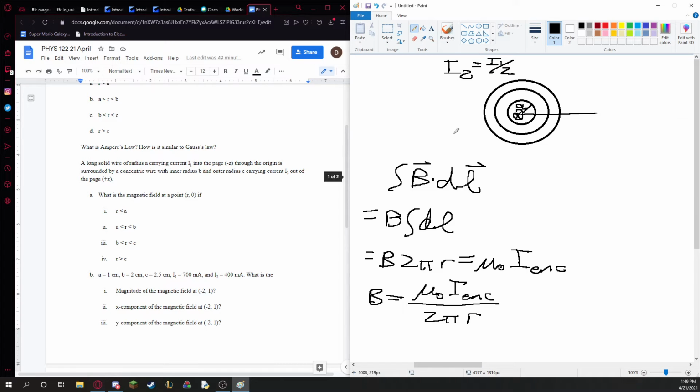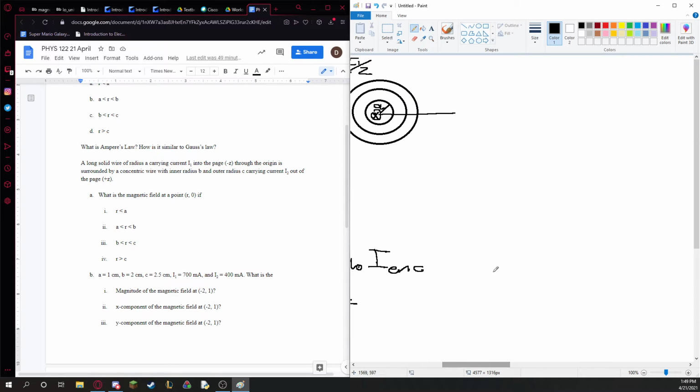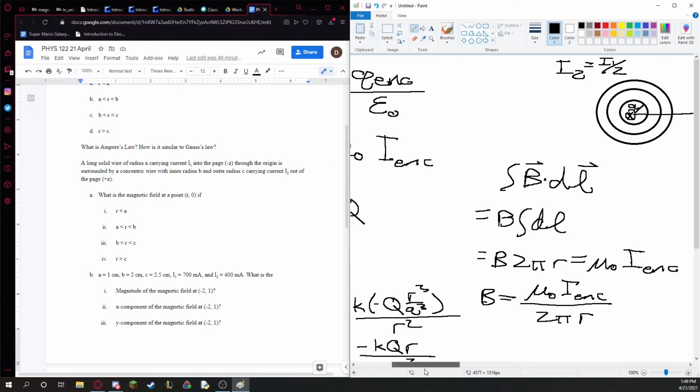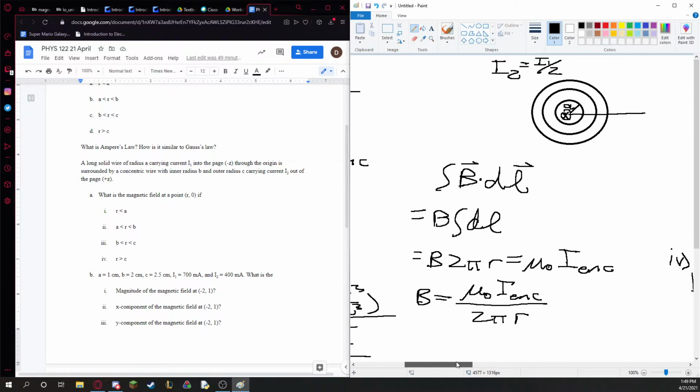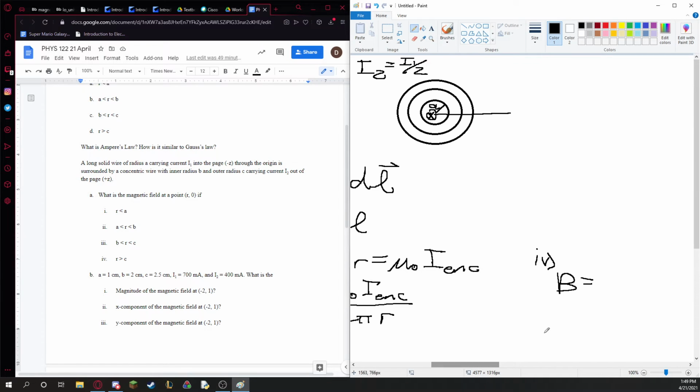So outside of the entire thing, when r is greater than c, call this region IV, we know that B is going to be mu naught I enclosed, where the enclosed current is I1, and then I2 is traveling opposite of it. So we have mu naught I1 over 2 times 2 pi r, so 4 pi r.